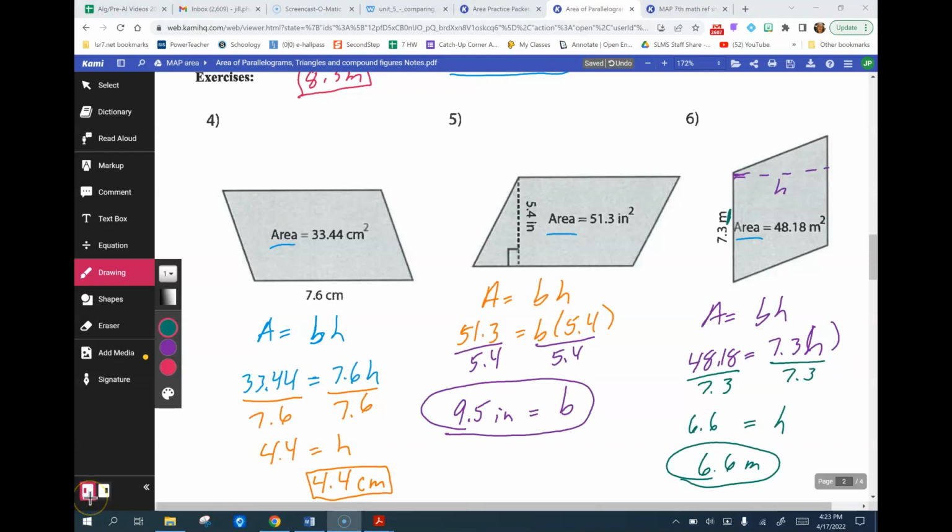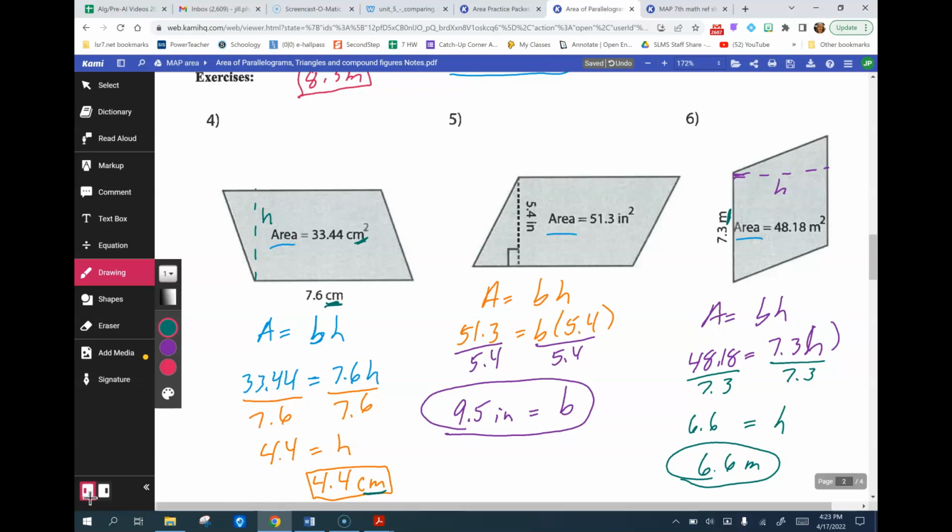On the first one, we had to find the height. This is what we didn't know right here. So we had to divide by 7.6. We got 4.4. Make sure you label. Okay, and this is going to tell you what it is. Centimeters squared means that's the area. But if I want a length, it's just centimeters. Here we knew the height. We divide it, we got 9.5.